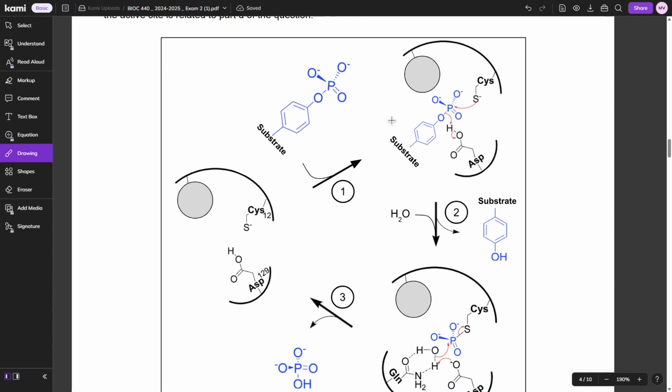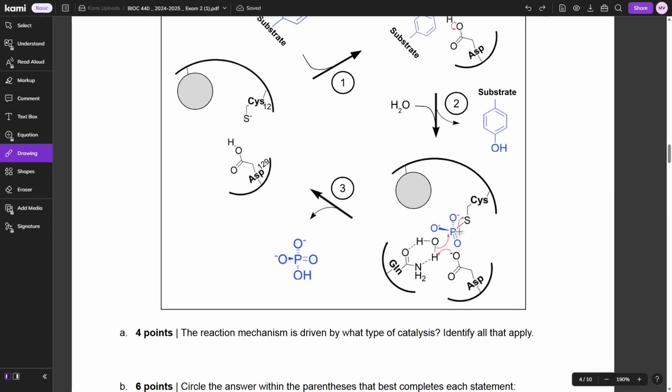Here we have the mechanism. The mechanism is relatively straightforward, you just got to follow the arrows. The arrows can be kind of intimidating, but all we're doing is taking this cysteine's electron pair and attacking this phosphate. And then this tyrosine is grabbing this H and then leaving, so we see the substrate is leaving. And then that just leaves us with a phosphate, and we're just going this way and doing all that.